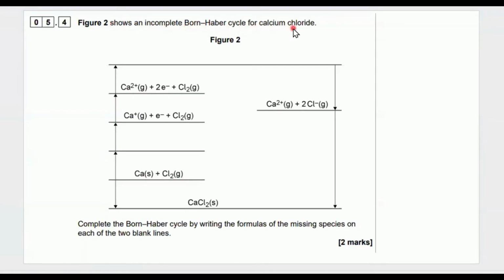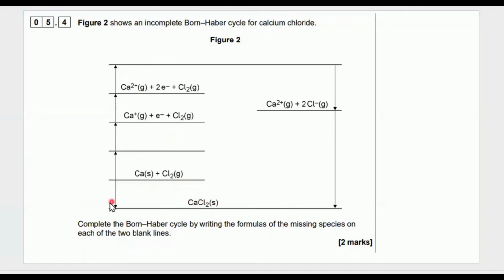5.4, figure 2 shows an incomplete Born-Haber cycle for calcium chloride. So you've got one of these. People find these really difficult, but Born-Haber cycle, here we go. Write in the missing formulas. You can see there's two blank lines, one right at the top and one in the middle there.